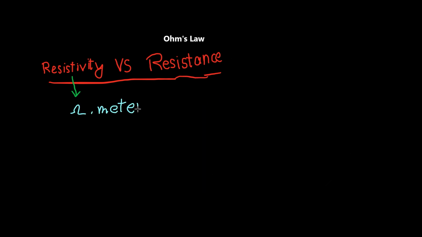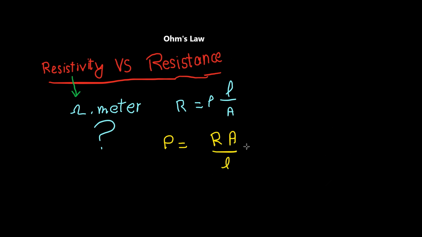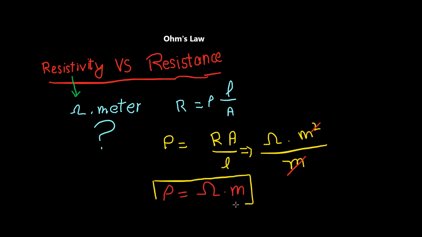Let's see how we can derive this unit. As we know, R is equal to rho into L over A. By rearranging the equation, rho will be equal to R into A over L. Putting units of all quantities, the meter will be cancelled out with meter and we will get ohm meter.